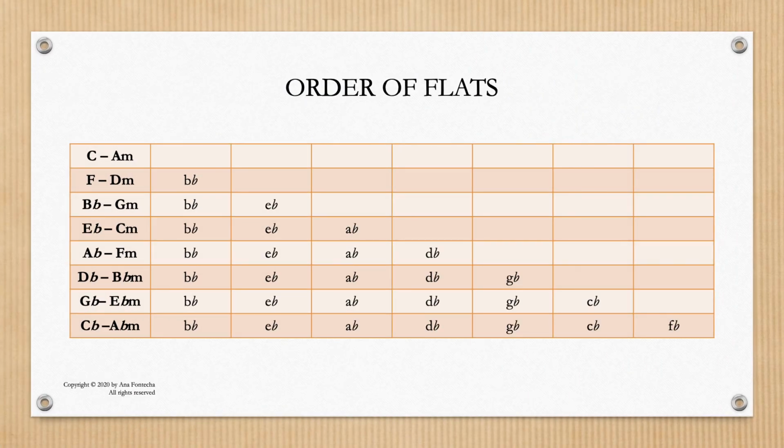The order of flats works exactly in the same way as the order of sharps, but just adding the ascending fifths. It's quite interesting to observe that the order of flats is just the same letters as the order of sharps, but backwards. B, E, A, D, G, C, F.